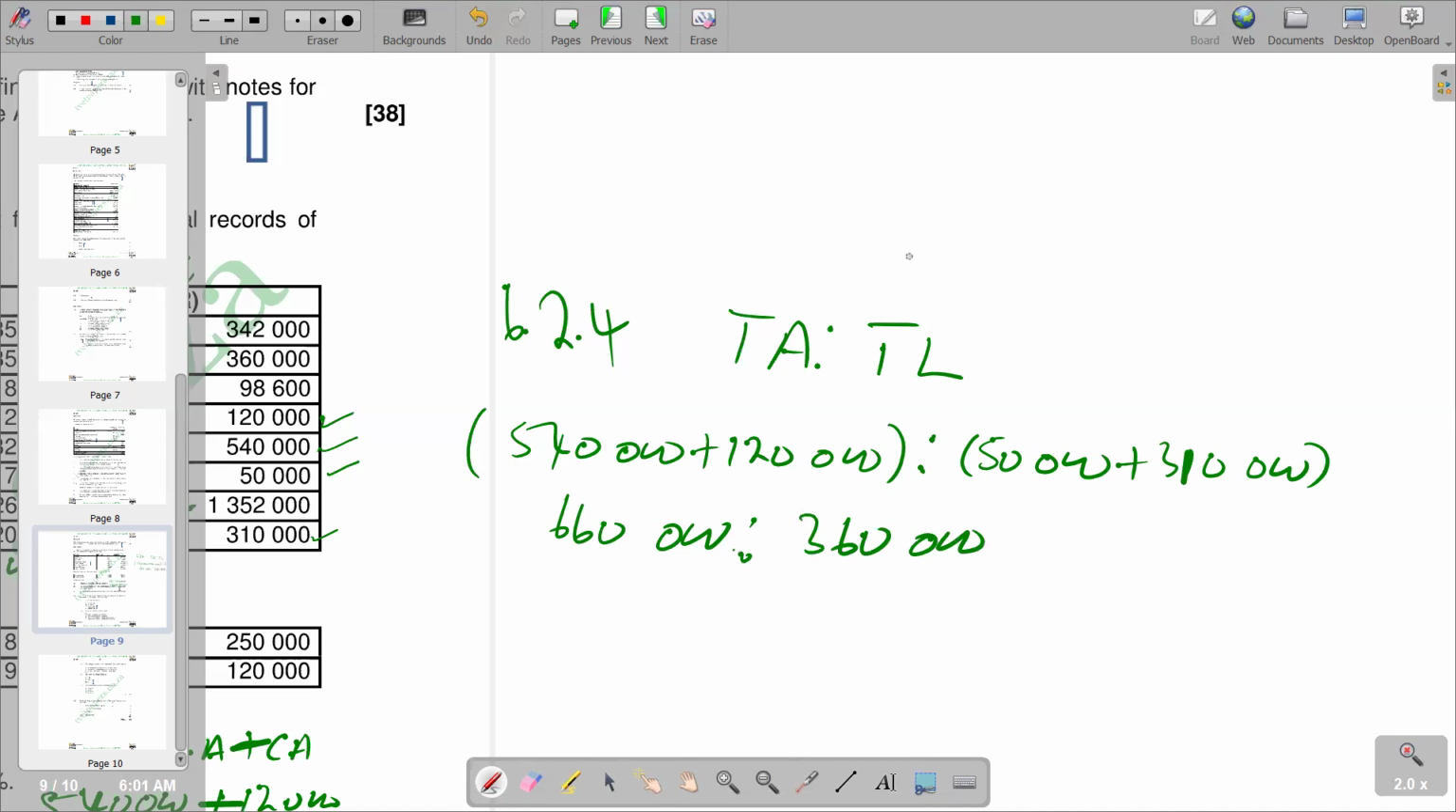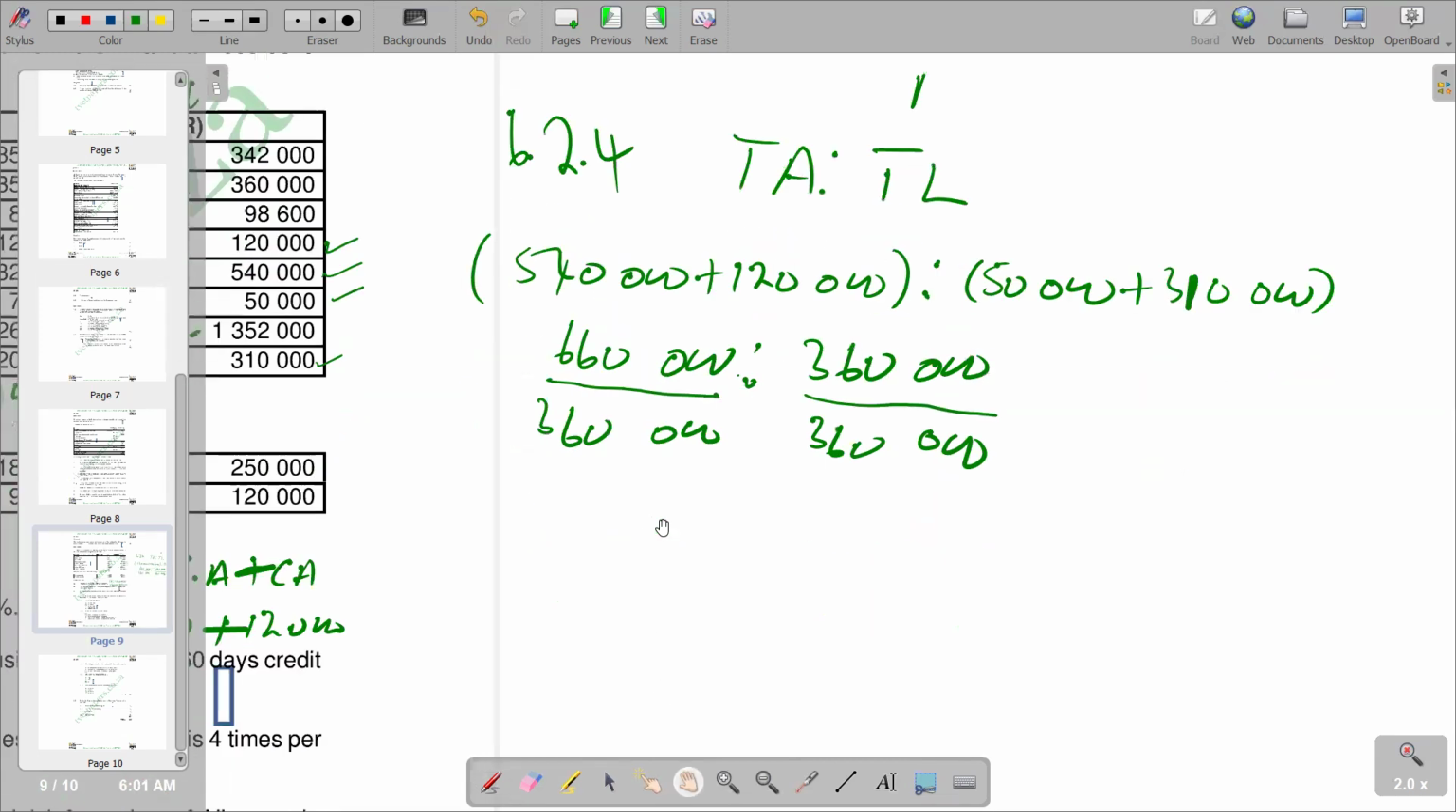Obviously, this side again, you're going to leave it as 1 for total liabilities. So we divide by total liabilities both sides, whereby we are saying over 360,000, and here again over 360,000. So we divide, and that becomes our solvency ratio. When we divide 360,000 into 660,000, to two decimal places, you get 1.83. And 360,000 into 360,000, we get 1. So this is what we have in terms of your solvency ratio.